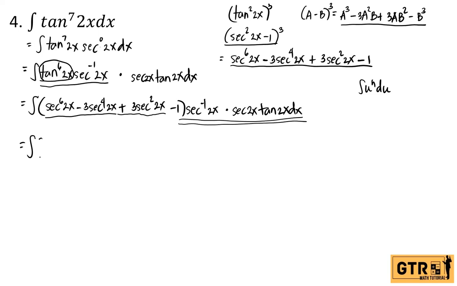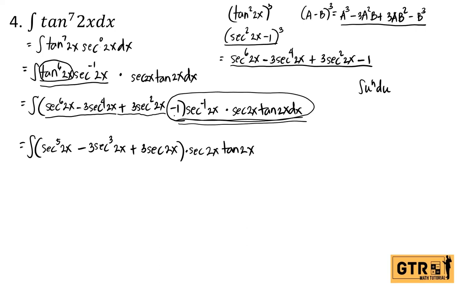Okay, so therefore, we have the integral of secant to the 6, 2x, and then just subtract 1, add 1 to the exponent, 6 minus 1. So we have secant to the 5, 2x, minus 3, subtract 1 to the exponent, secant cubed 2x, plus 3, secant squared minus 1, so we have 1, no need to write, so secant 2x. And then we multiply the secant 2x tangent 2x. So we will separate the solution for this term. Okay? So we have minus the integral of, if we distribute this, secant to the negative 1, 2x times secant 2x, so we can cancel this. So the remaining term will be minus the integral of tangent 2x dx.